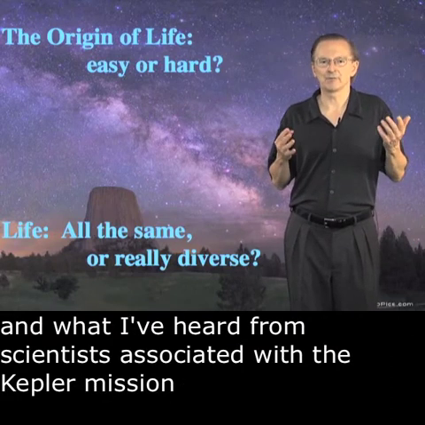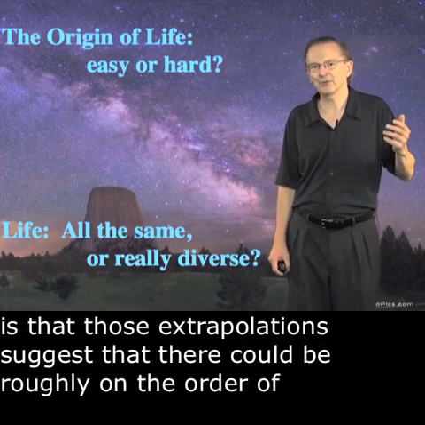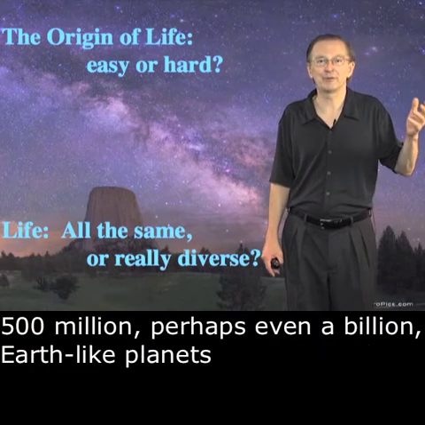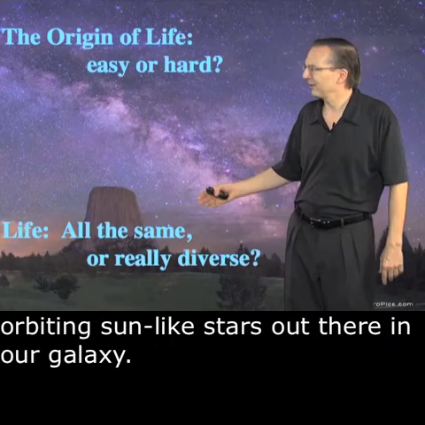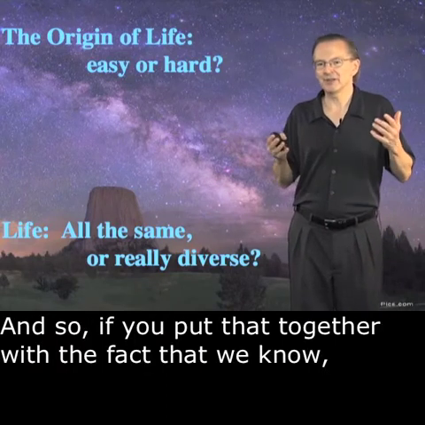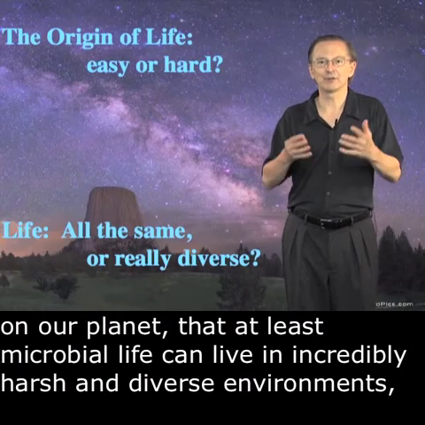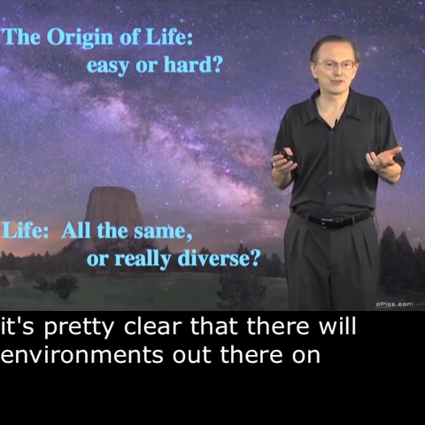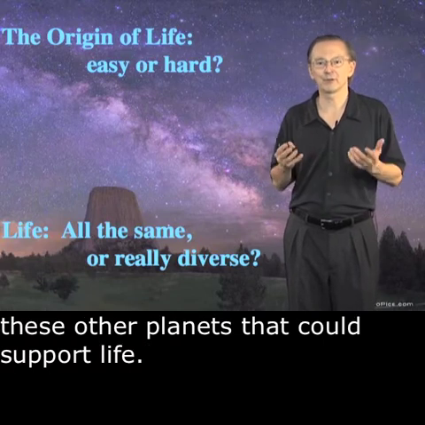So this has given us a big enough sample to actually make extrapolations. And what I've heard from scientists associated with the Kepler mission is that those extrapolations suggest that there could be roughly on the order of 500 million, perhaps even 1 billion, Earth-like planets orbiting sun-like stars out there in our galaxy. And so if you put that together with the fact that we know on our planet that at least microbial life can live in incredibly harsh and diverse environments, it's pretty clear that there will be environments out there on these other planets that could support life.